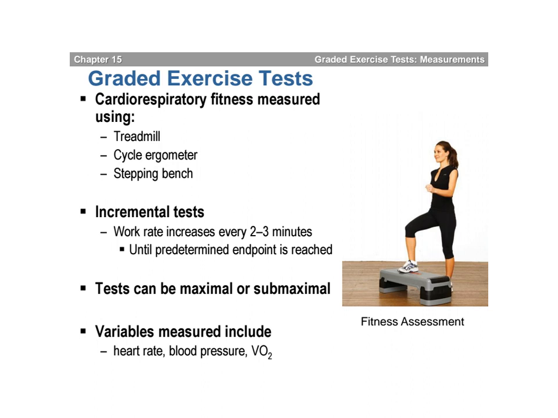Now, another thing about these graded exercise tests is that there's usually a predetermined endpoint that's reached. And that might be a certain work rate. It could be a certain heart rate based on the person's age. The other thing, of course, you would end a test based on the fact that a person showed signs or symptoms of some sort of pathology. And finally, these graded tests can either be maximal or submaximal tests. And the variables that are measured include heart rate, blood pressure, and VO2.